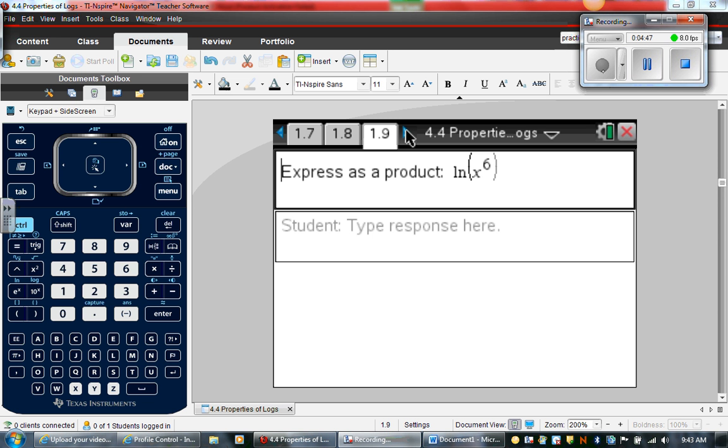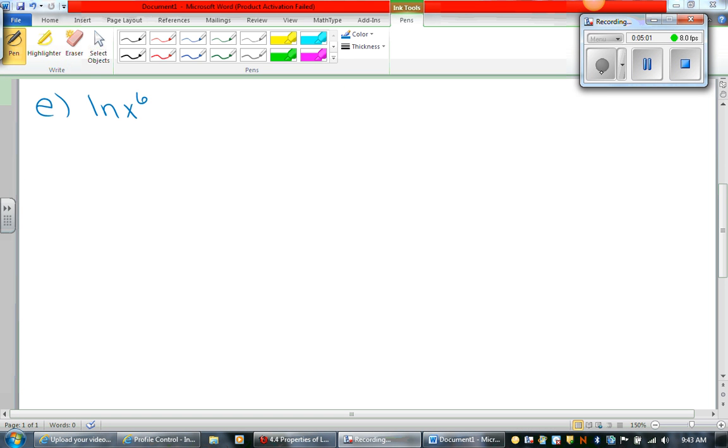Okay, so let's look at one that involves a natural log. Remember, our natural logs act in the same manner as our common logs or our logs of different bases. So there's not going to be anything that's different here for taking that exponent and moving it. Okay. So just like before, we're going to take this exponent, we're going to move it right out front. 6 times the natural log of x.